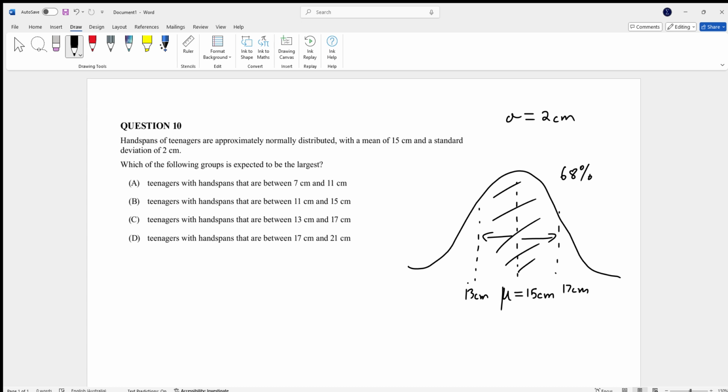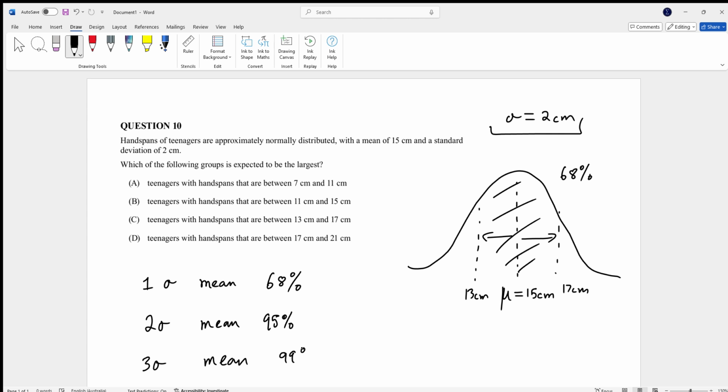Where I got 13 and 17 from, I added and subtracted the standard deviation on either side. So if you're one standard deviation away from the mean on either side, that's 68% of the data. If you're 2 standard deviations away from the mean, that's 95% of the data. And finally, if you're 3 standard deviations away, which is very unlikely, you're about 99% of the data. So here, what they're doing is a comparison in terms of numbers, and we need to work out roughly where those groups sit.